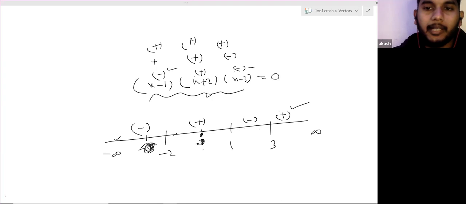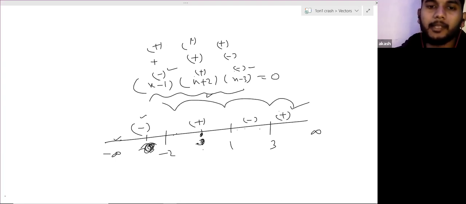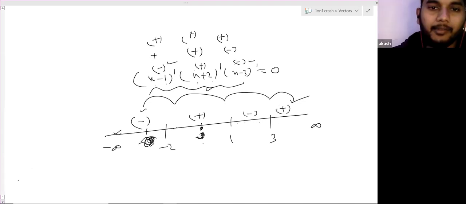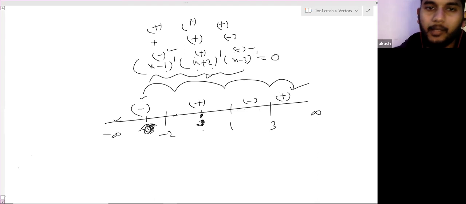So always start with the right side. Never start with the left side. Plus, minus, plus, minus, plus. But this is only true for linear terms, that is x minus 1 to the power 1, x plus 2 to the power 1, and so on. So always check like this, if it is negative, positive, and so on. I told you how to check.